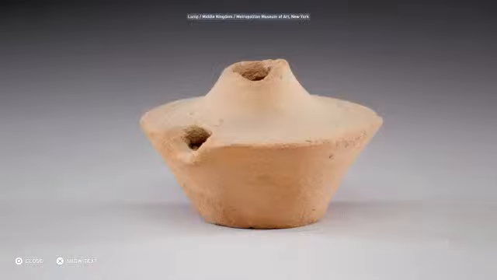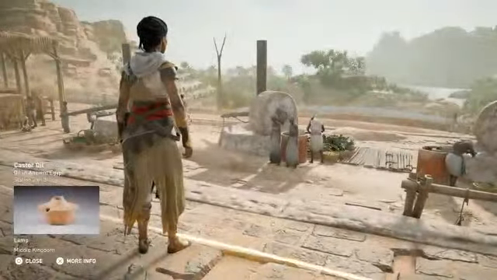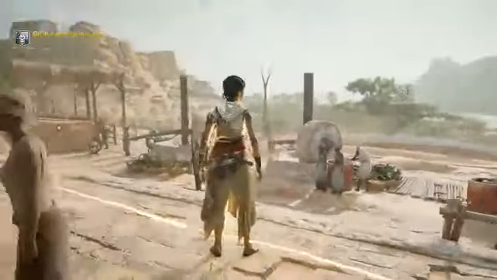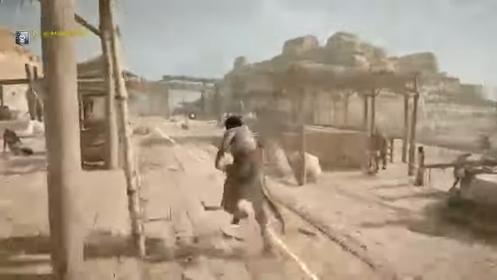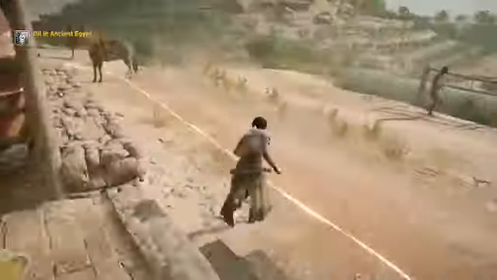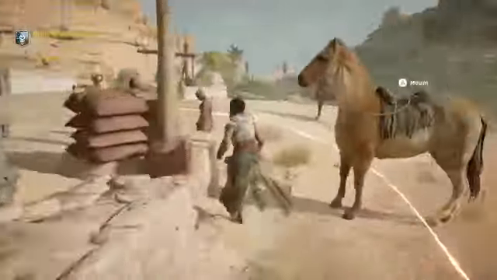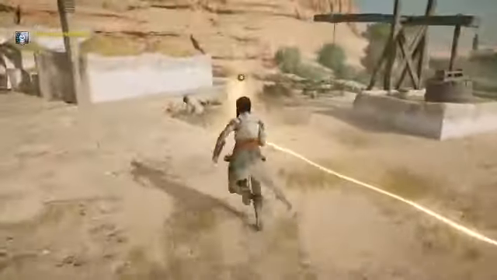Oh, it's a lamp, Middle Kingdom, Metropolitan Museum of Art in New York. If you guys want to go see that in person, if you live in New York.